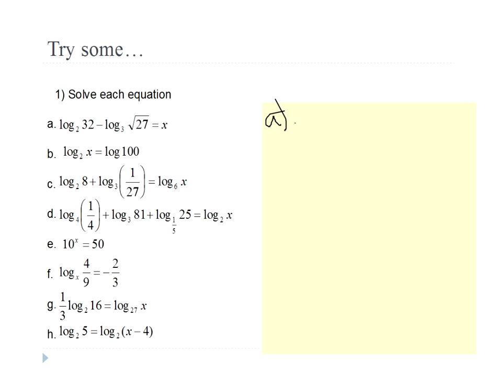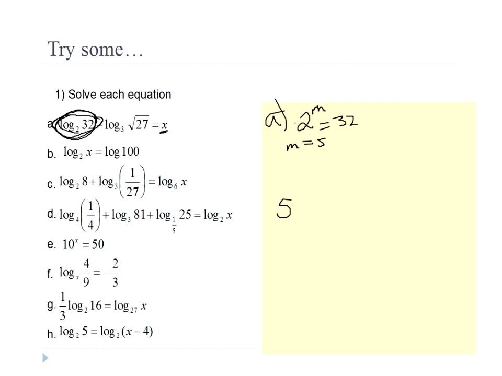Here's question A. Log to base 2 of 32. Well, I know what that is. That says 2 to the something. Now I'll call it m here because x is already defined. 2 to the m equals 32. We know that this is 5. So this is 5.